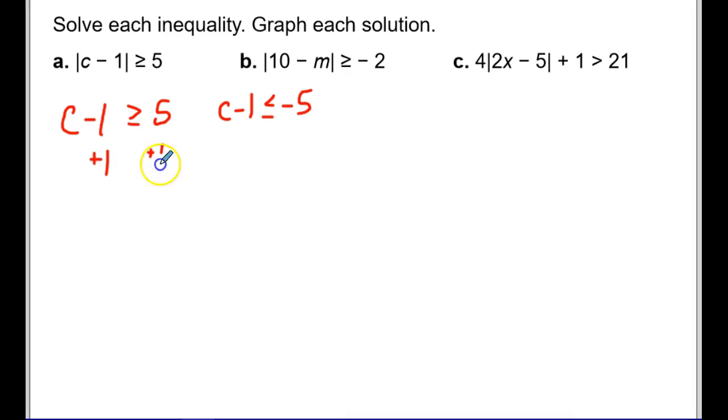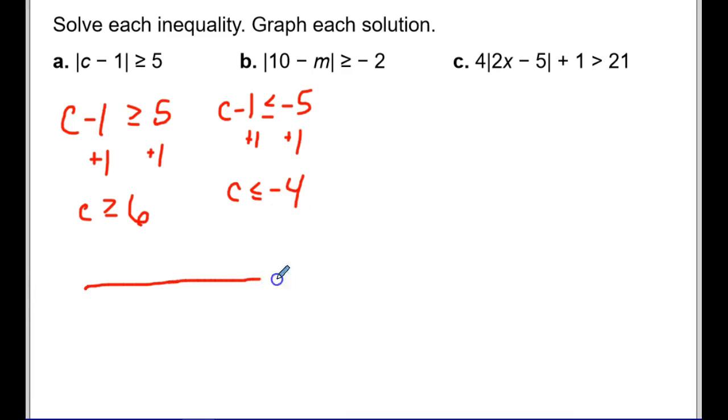So then I can add 1. So C is greater than or equal to 6. So when I add 1 over here, I'm going to have C is less than or equal to -4. So when I graph my OR statements, right, we can graph them one at a time. So we're going to go with 0. We're going to say that this is 5 and -5.